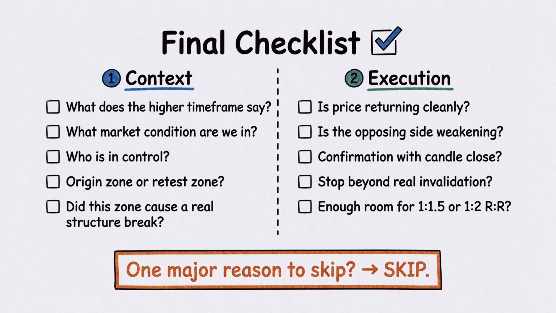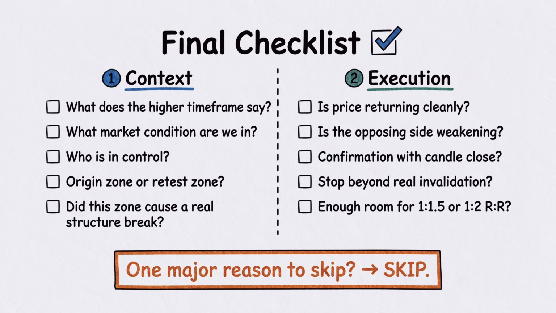Here is the final checklist. First, context. What does the higher time frame say? What market condition are we in? Who is in control? Is this an origin zone or a retest zone? Did this zone cause a real break of structure, or did it come from a valid breakout level?